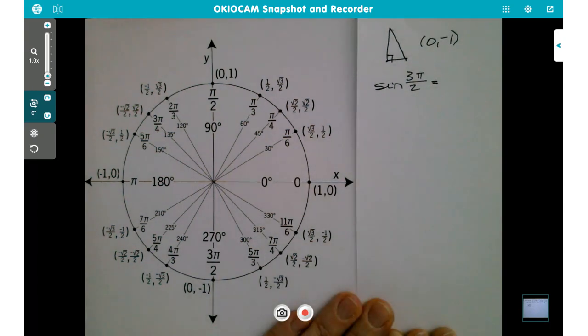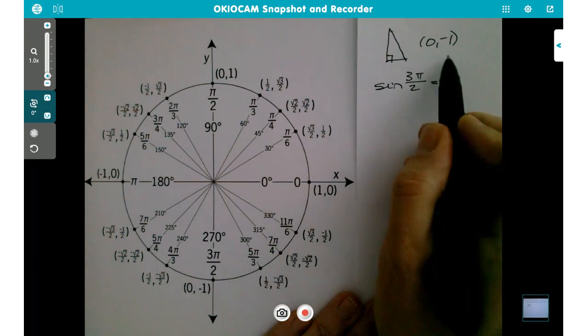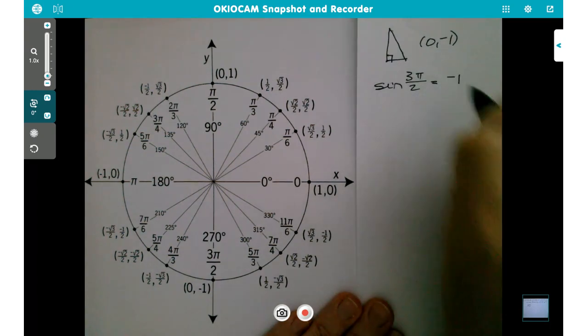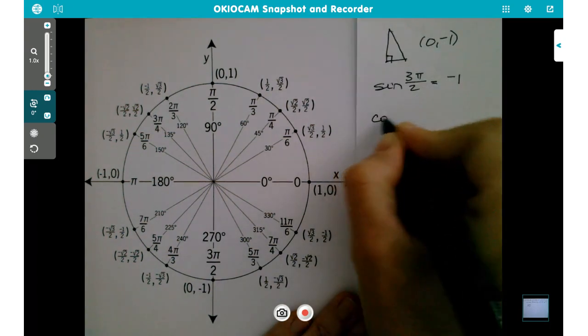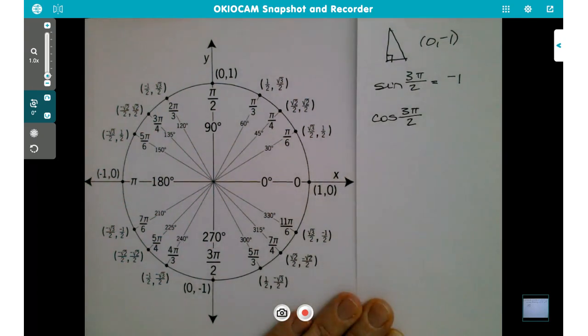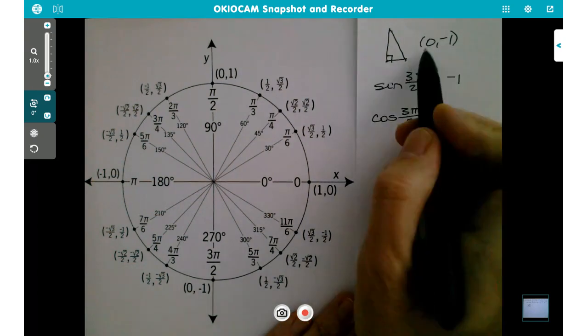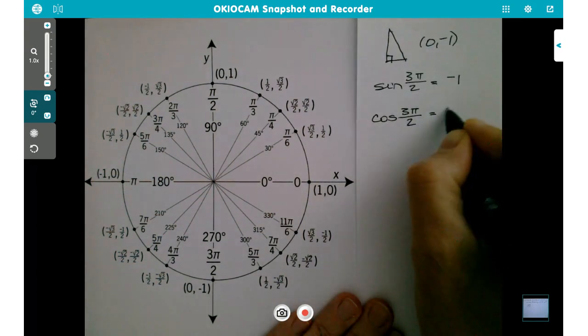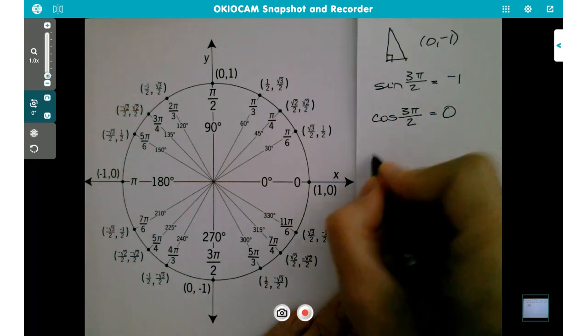The sine is the y coordinate. Sine of 3 pi over 2 is -1. Then the cosine of 3 pi over 2. Using the unit circle, the cosine is the x coordinate, so cosine of 3 pi over 2 is 0.